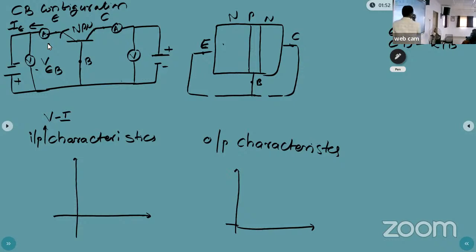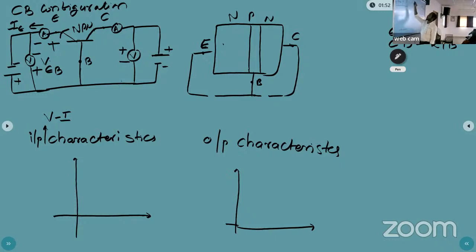Okay, so now the emitter, how is the current flowing? The emitter current is flowing from the emitter towards the battery. Like that you can connect the ammeter. Next, voltmeter. The voltmeter direction is the same as the battery. In which direction you connect the battery, in the same direction you connect the voltmeter. And similarly here also, positive, negative. Is it okay now?